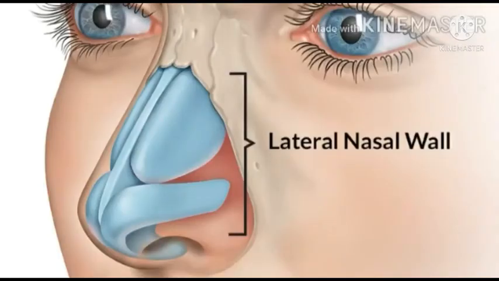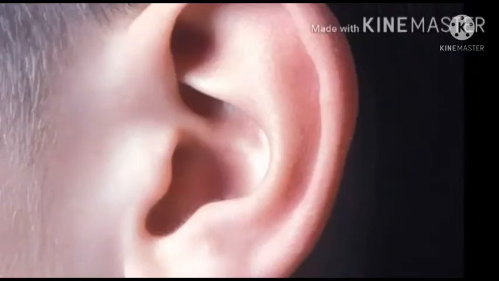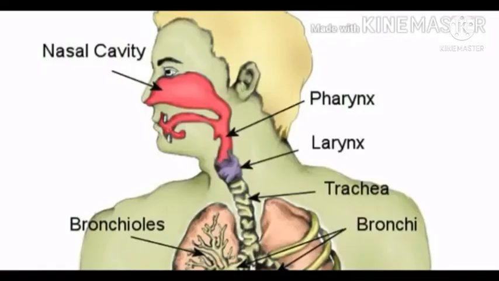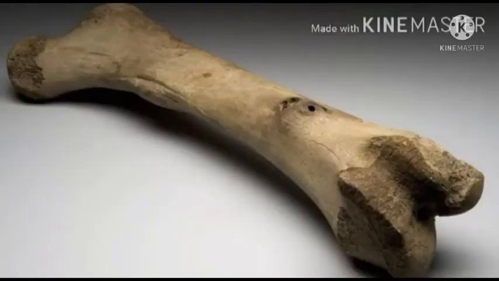Cartilage is present in the tip of the nose, external ear, trachea and larynx. It provides support and flexibility to the body parts. Now let's see about bone. Bone is a connective tissue that has a large amount of two different types of matrix materials.